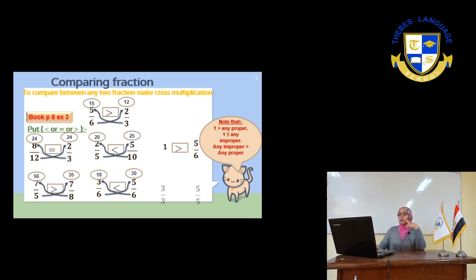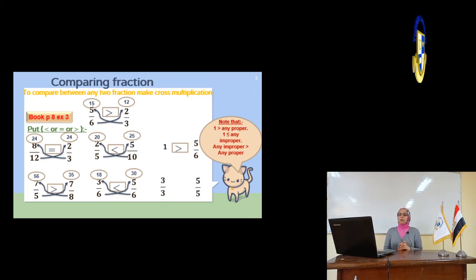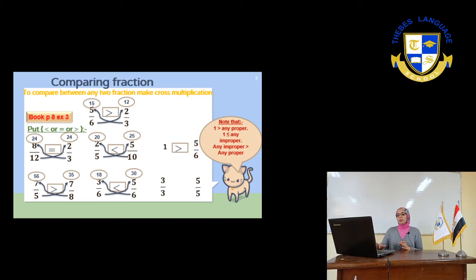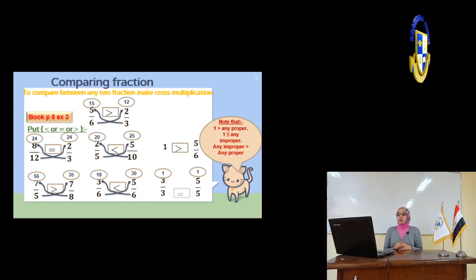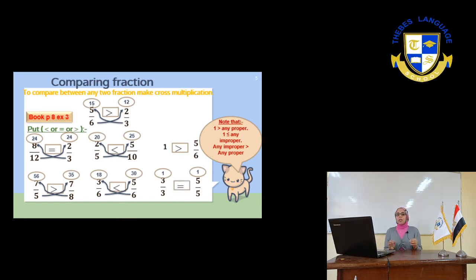Last fractions, 3 over 3 and 5 over 5. Be careful. 3 over 3 equals 1, and also 5 over 5 equals 1. So 3 over 3 equals 5 over 5 because both of them equal 1.